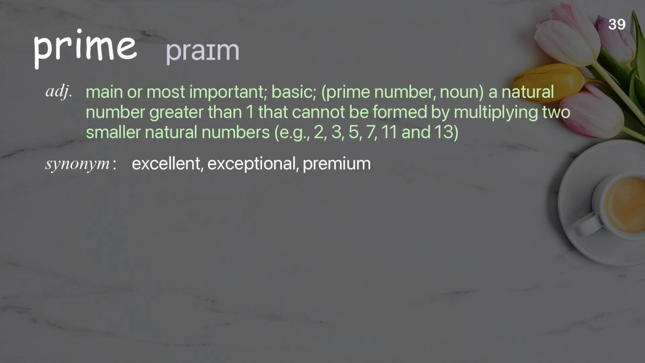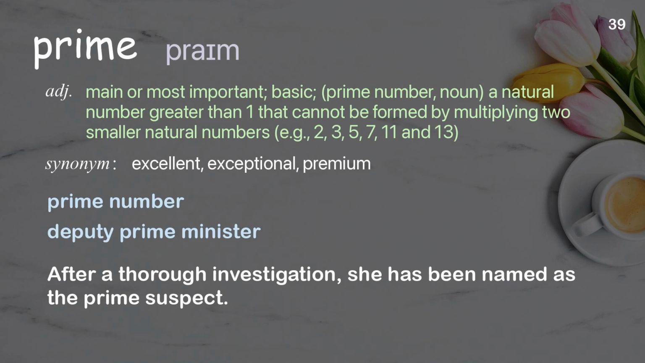Prime. Main or most important, basic. Prime number, noun: a natural number greater than one that cannot be formed by multiplying two smaller natural numbers. Example: 2, 3, 5, 7, 11 and 13. Examples: Prime number. Deputy Prime Minister. After a thorough investigation, she has been named as the prime suspect.